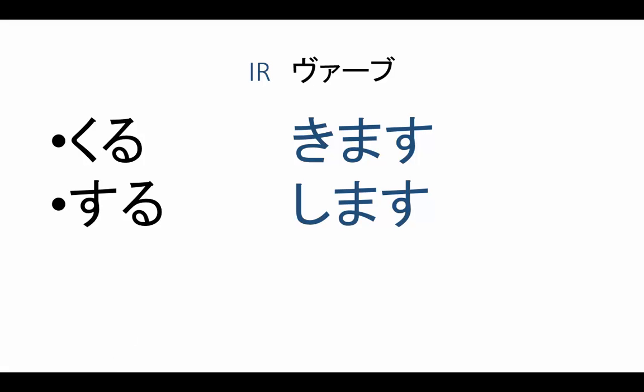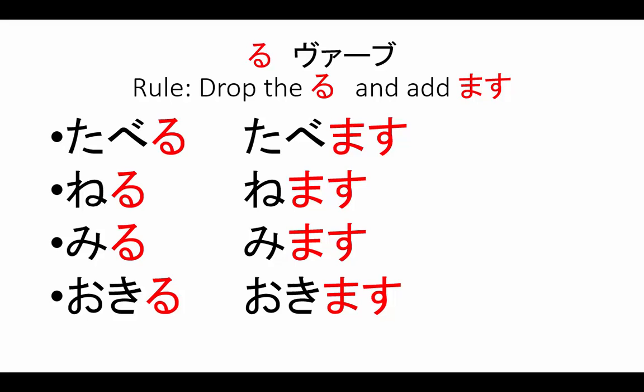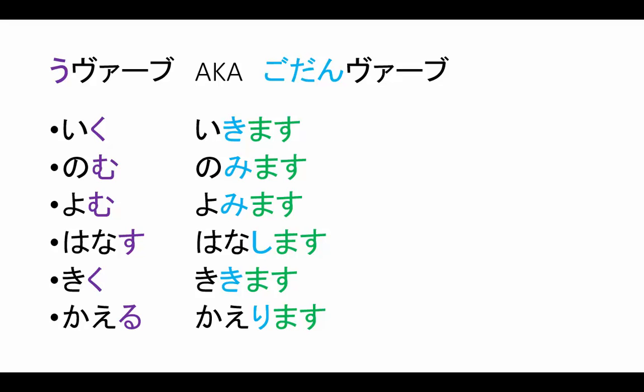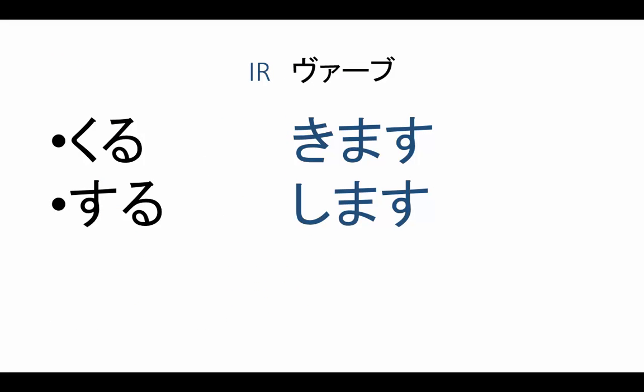So they had to come up with something. So this is what they came up with. Okay? So that is Japanese verbs in a nutshell. We've got ru verbs, drop the ru, add mas. We've got u verbs, change the u to i, and then add mas. And then we've got our 2 irregulars, which don't follow much of a pattern, but there are only 2 of them, so you can memorize them, right?